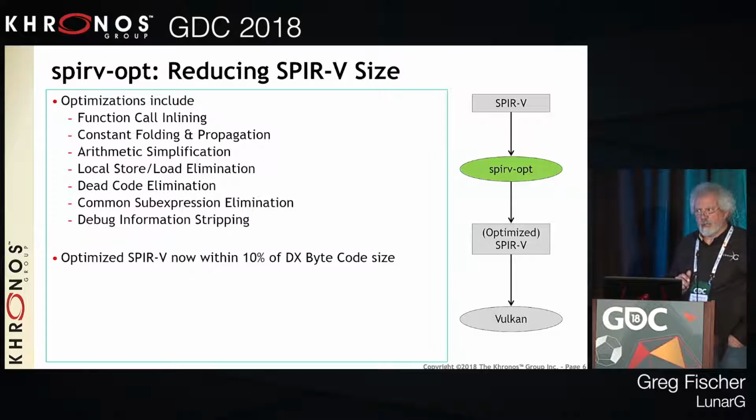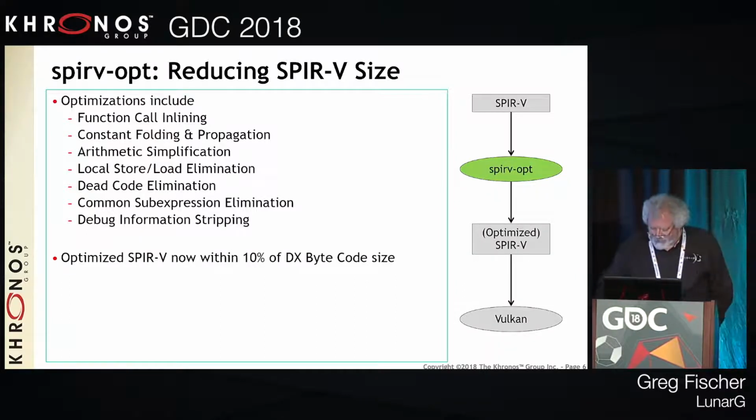Recent measurements are showing us within about 10% of DX bytecode size. So we're pretty happy with that. We feel we're fairly close. For some games with quite a number of shaders, the original size of SPIR-V had been fairly large and almost prohibitive in some cases. So the idea of getting these down to DX bytecode in that neighborhood was something that was considered desirable.